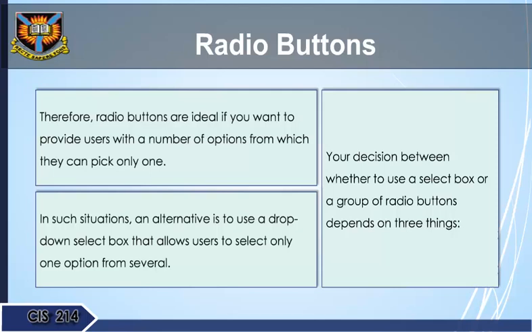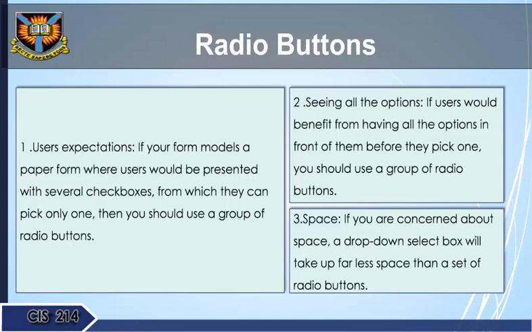Your decision between whether to use a select box or a group of radio buttons depends on three things. 1. User expectations. If your form models a paper form where users would be presented with several checkboxes from which they can pick only one, then you should use a group of radio buttons. 2. Seeing all the options. If users would benefit from having all the options in front of them before they pick one, you should use a group of radio buttons.